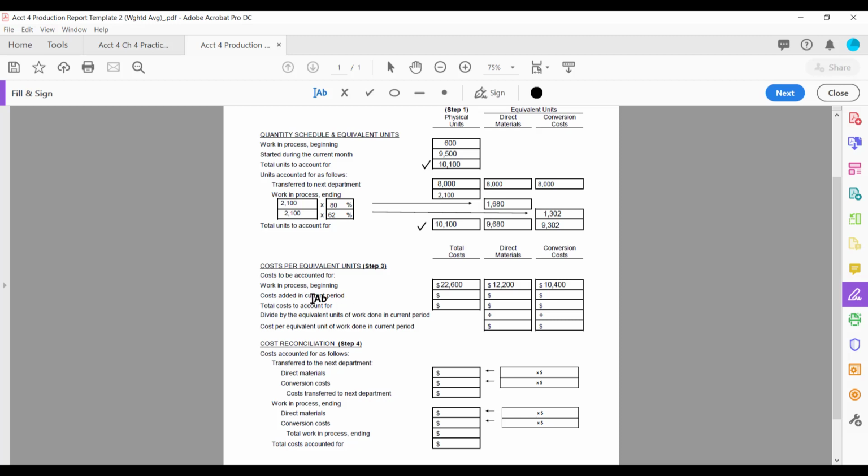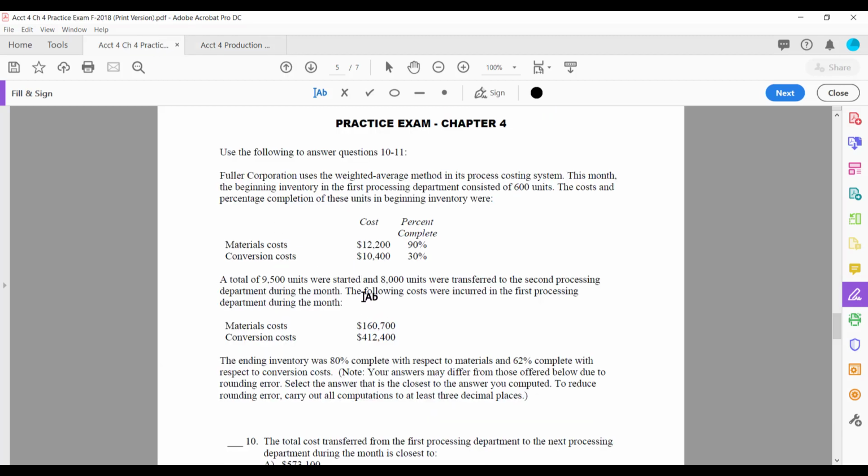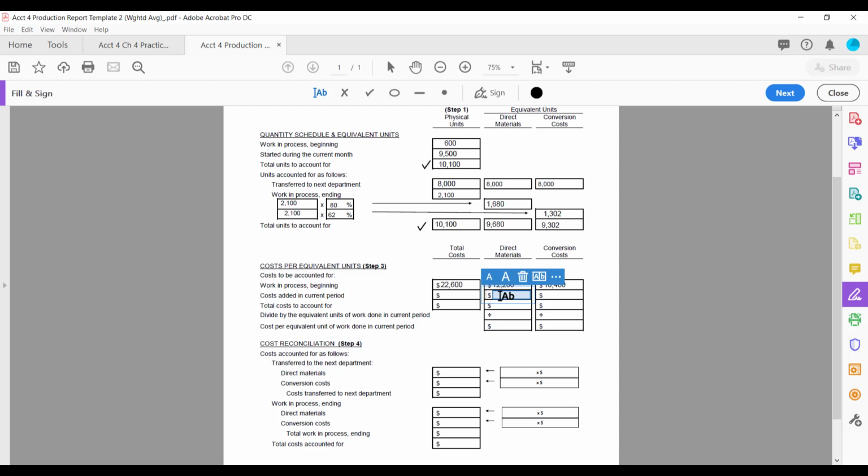All right, next line is costs added in. So the extra money spent on materials and conversion costs within this department. So let's see what they say there. It says the following costs were incurred in the first processing department during the month. So an additional materials cost and conversion costs of 160,700 and 412,400. So we're just going to plug those in as well. So this month we spent an additional 160,700 on materials to do the work in the department and spent an additional 412,400 on conversion costs to get the work completed for the period.